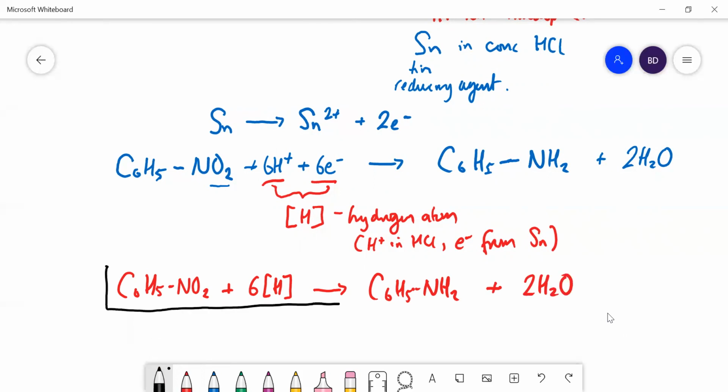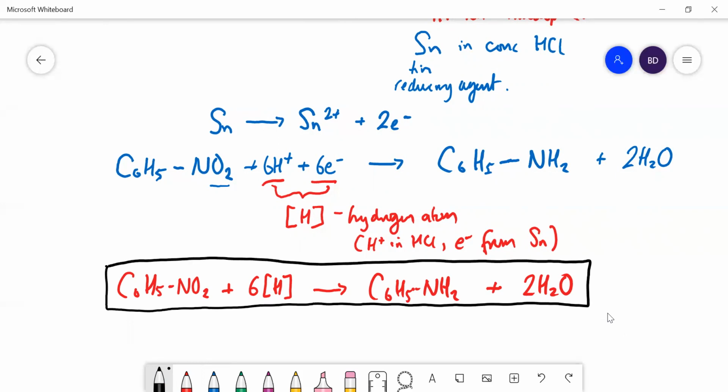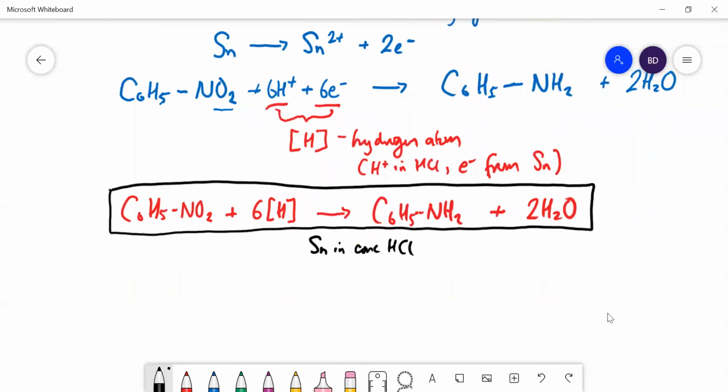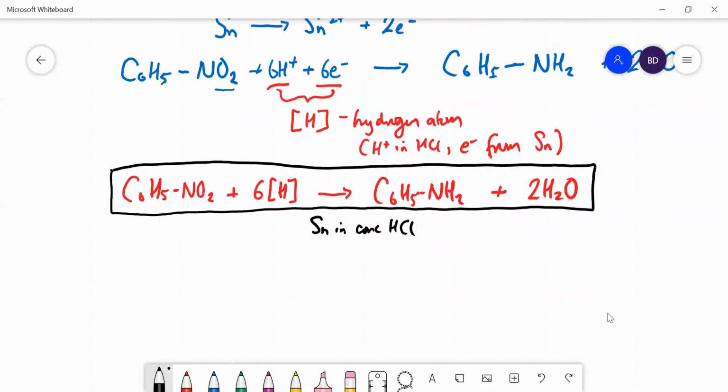So remember that, and don't forget that the reagent is tin in conc HCl. The tin isn't a catalyst, it's a reducing agent there. And that's the only mention tin gets in the whole of the A-level syllabus, I think. Okay, so that's how we make phenylamine.